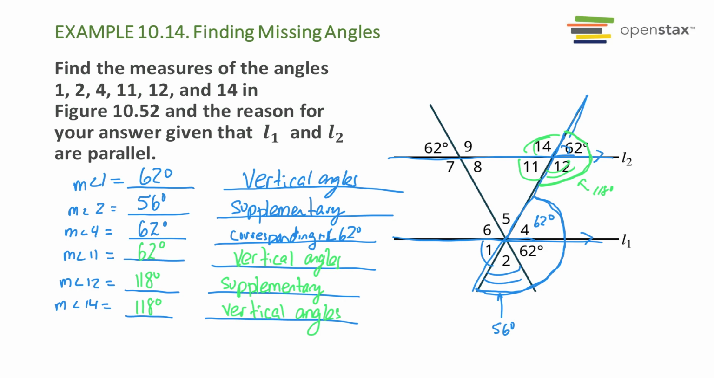We could continue because, once we've got all that information, we can find the rest. But most of the rest just come from alternate interior angles, corresponding angles, or vertical angles. But this is all the question asked, so that's all we're going to do. But if you want to challenge yourself, you can find the rest.